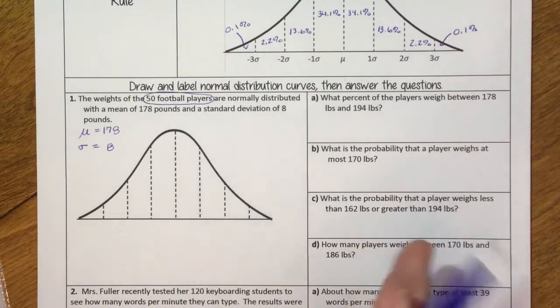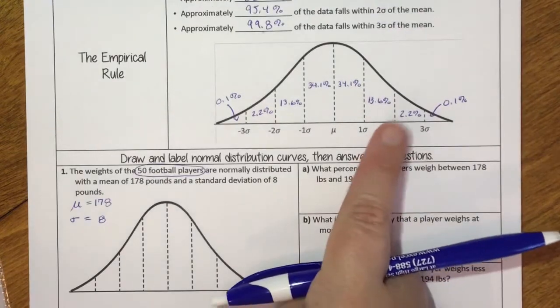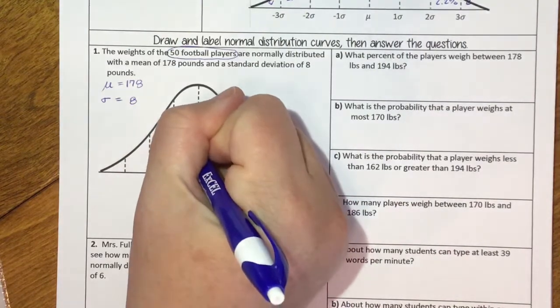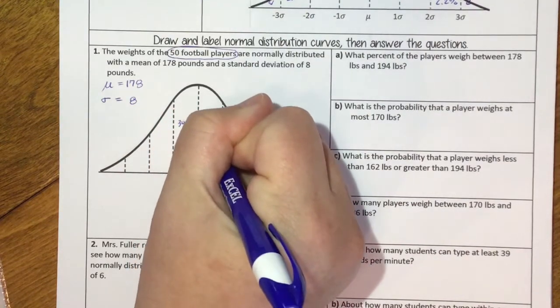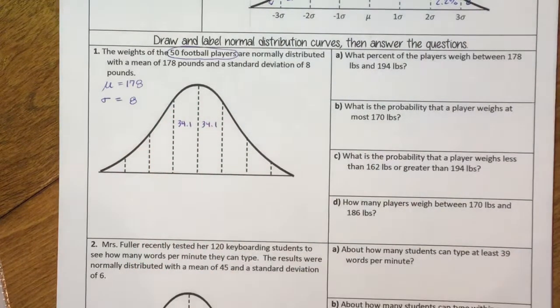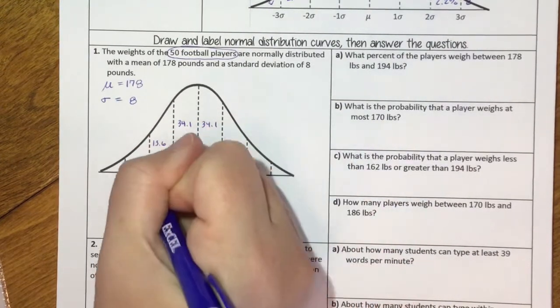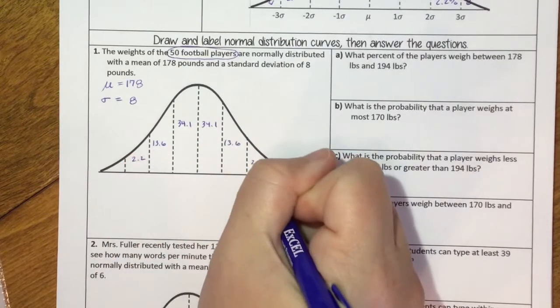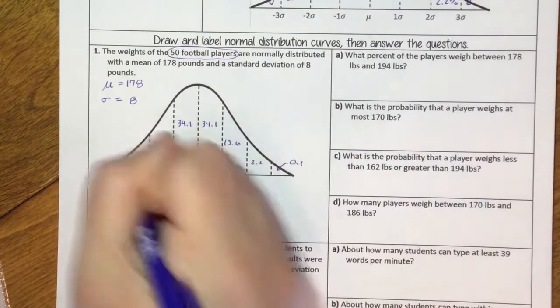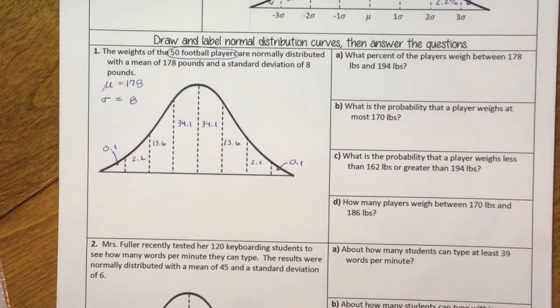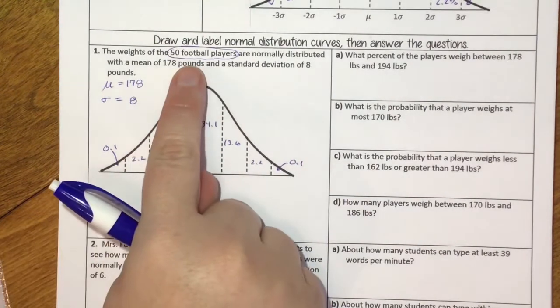The percentages, again, follow this empirical rule. So let me start by filling in these regions. I know this one's going to be 34.1 and this one's 34.1%. These next guys are 13.6 and then 2.2 and out here 0.1 and out here 0.1. That's going to be the same for every normal curve we ever use. That empirical rule applies to all of them. But let's see what that means specifically for this particular problem.